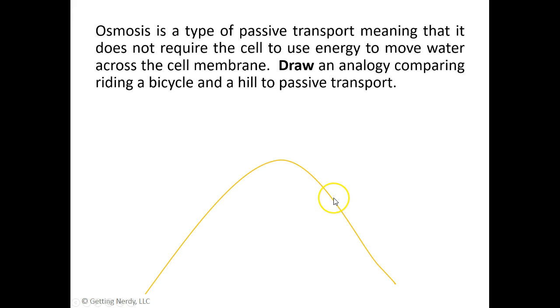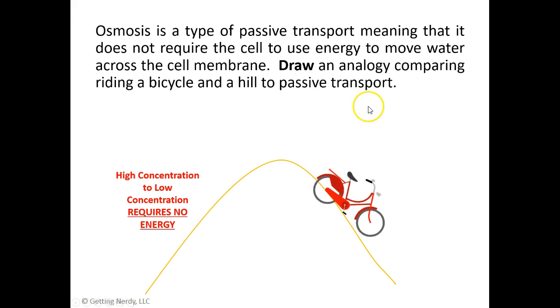We can look at another way of thinking about passive transport. Osmosis is a type of passive transport, meaning that it does not require the cell to use any energy to move water across the cell membrane. So we're going to draw an analogy here. You don't have to physically draw this. That's just a manner of speaking. We can draw an analogy comparing riding a bicycle and a hill to passive transport.